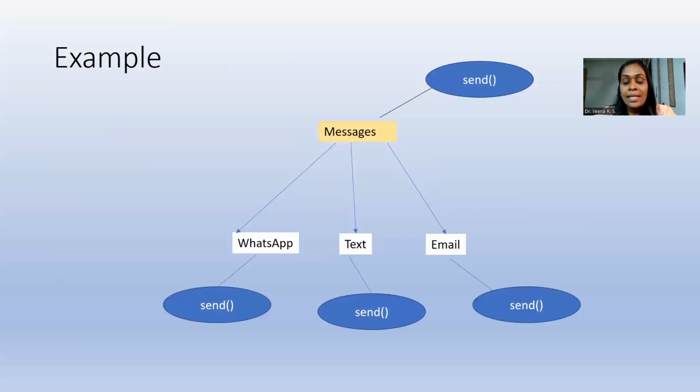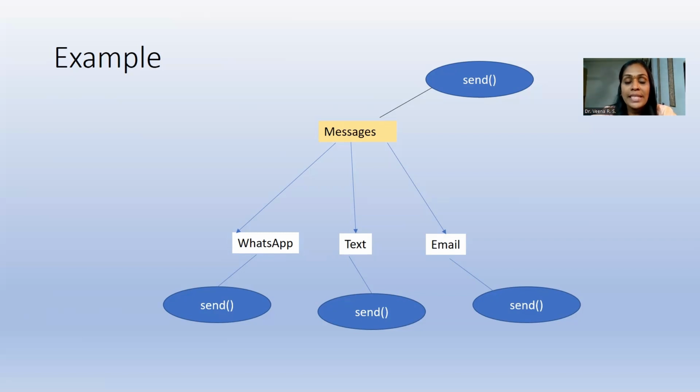So I can say that there is a behavior on WhatsApp to send a message, the behavior of send, that is on the text message as well as with the email. But we say that there is a high level design where I have told that messages can be sent. So send is a behavior. So this send behavior in WhatsApp changes from text and it changes from email.